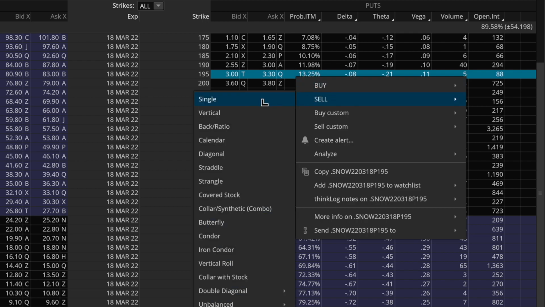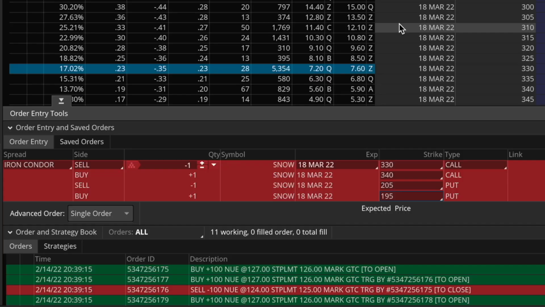So I go to sell and then come down here and click Iron Condor. And here we go. Down below is the order. Going to sell one contract of the 330 strike call option. And then alongside that, also going to purchase the 340 strike call option. And then for the put side, going to sell one contract of the 205 strike put option. And then also purchase one contract of the 195 strike put option. So basically, I would be trading 4 contracts here at the same time.